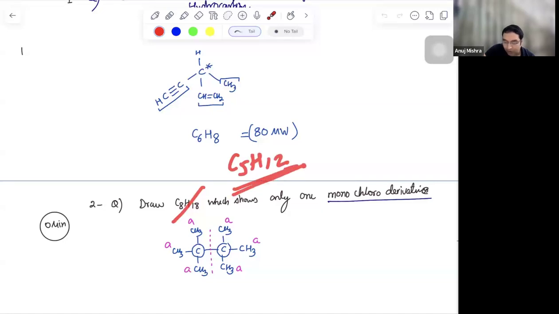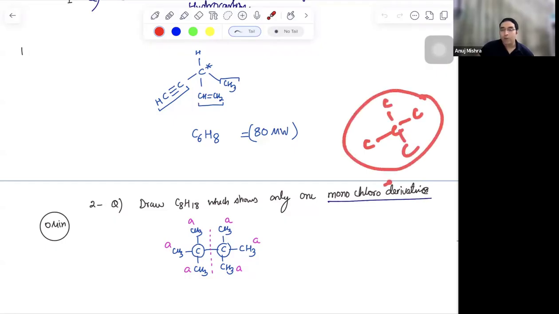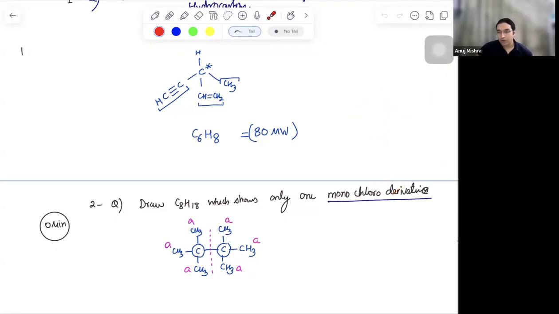Okay. Same question, C5H12. How will you write? What is the structure that you will draw? Same question, C5H12. Now what's the answer? Sir, 2,2-dimethyl propane. Very good. It should be this structure. Neopentane basically, or 2,2-dimethyl propane.